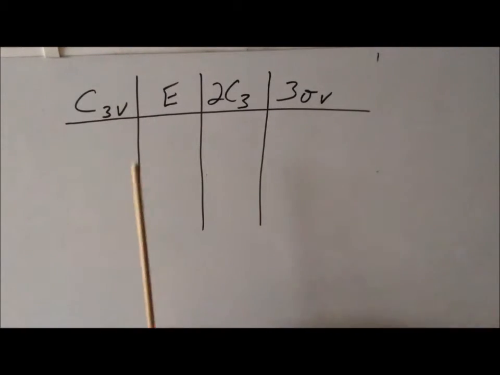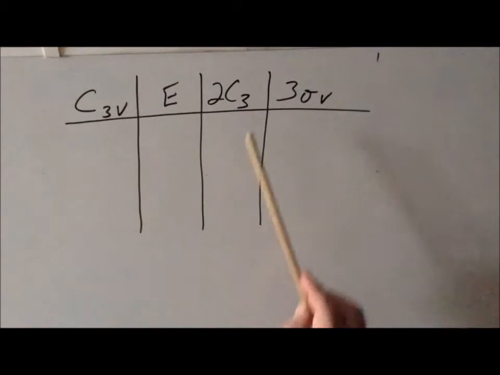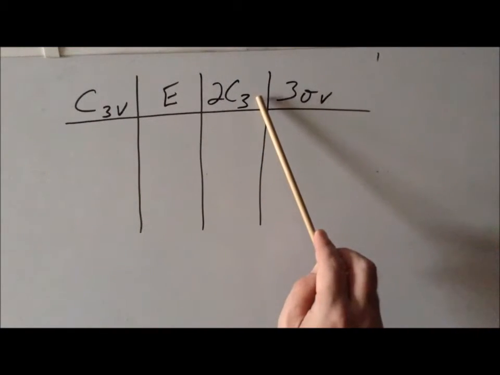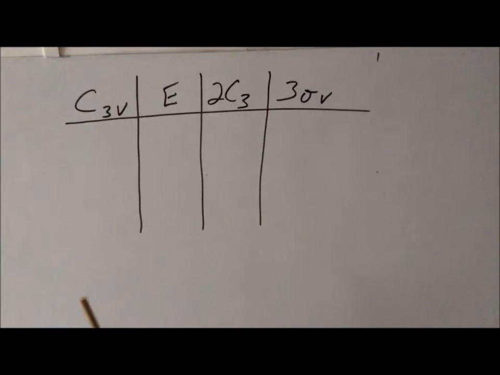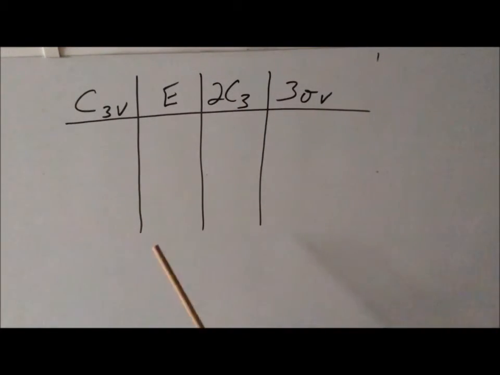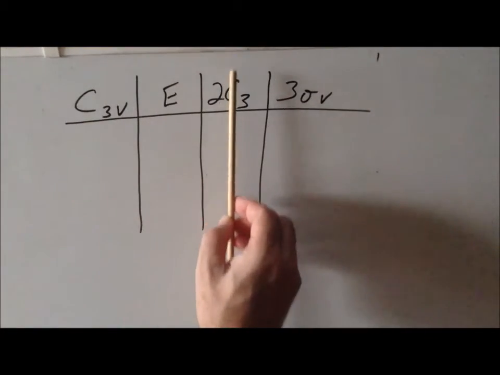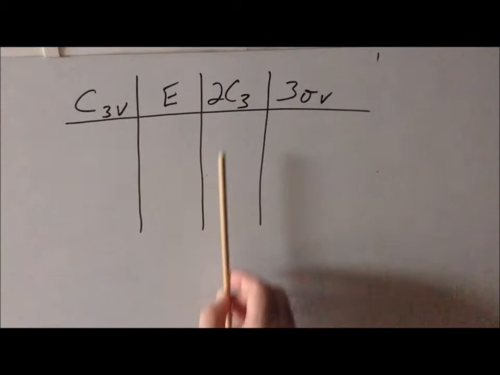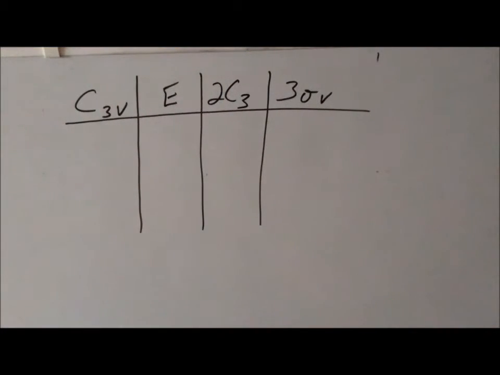But we see that in this particular class, we have two different C3 operations. We would see later specifically it's C3 and C3 minus 1, or we can consider it C3 and C3 squared, but they form the same class. What is important about symmetry operations that are in the same class is that they have the same character. Okay, so that's going to be important. So this number 2 in front tells us how many symmetry operations we have in that particular class.